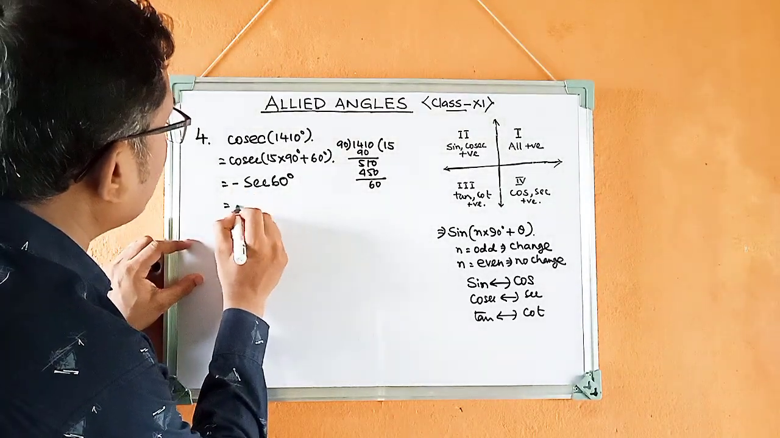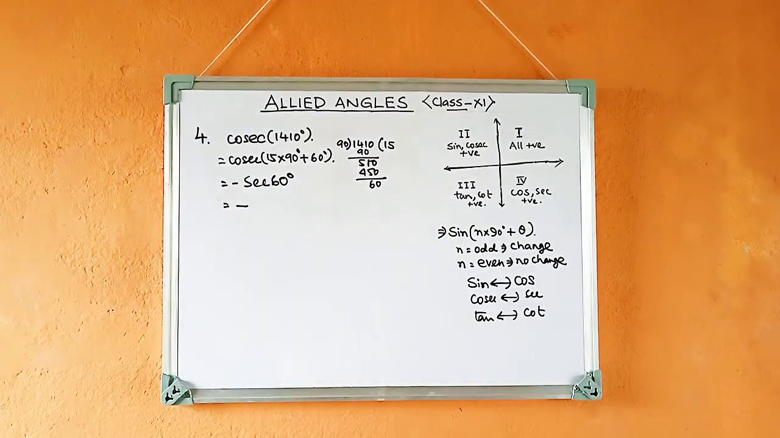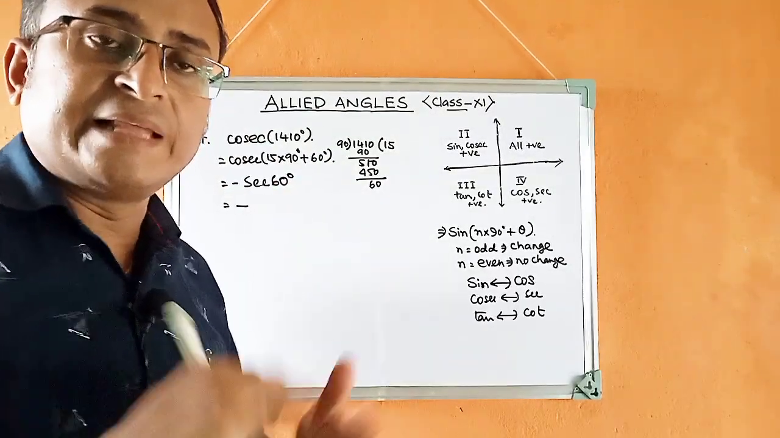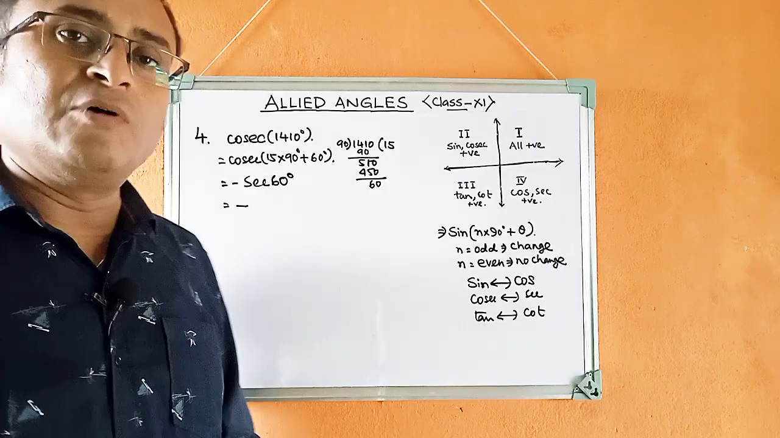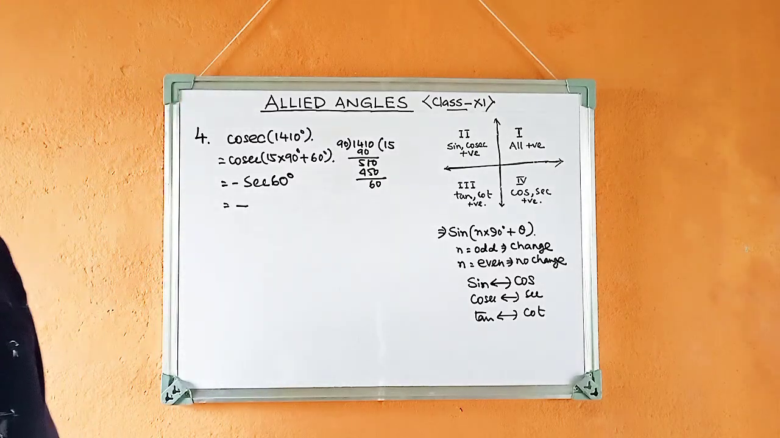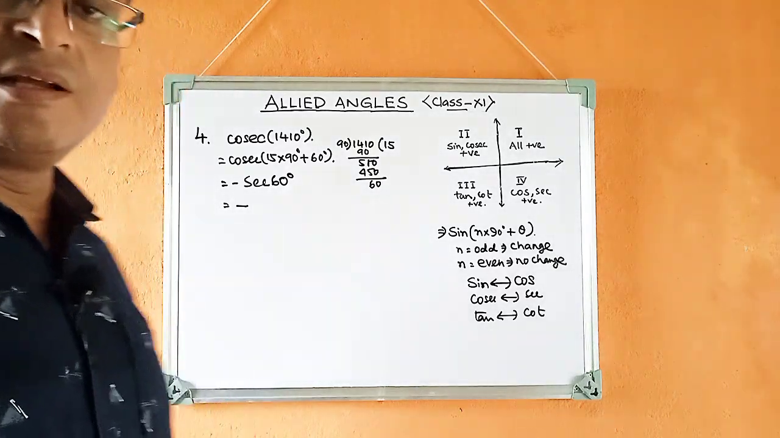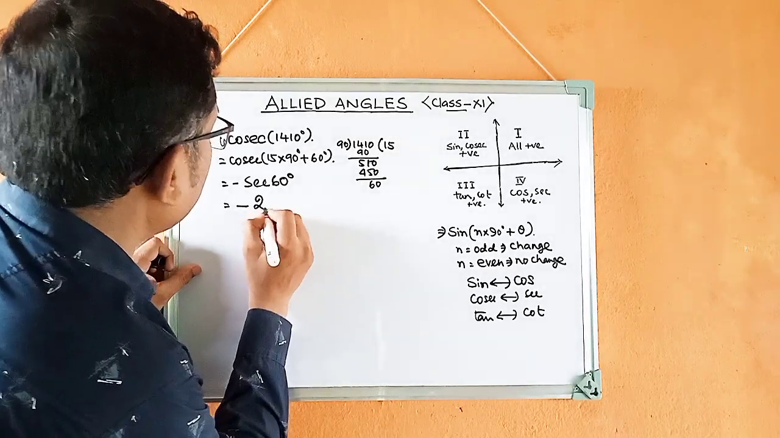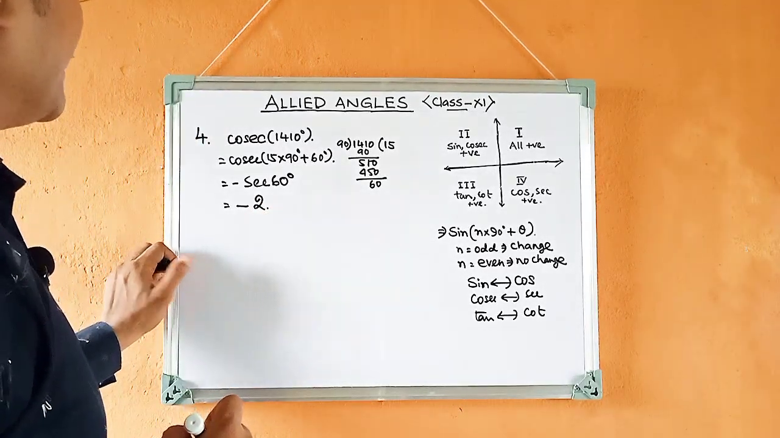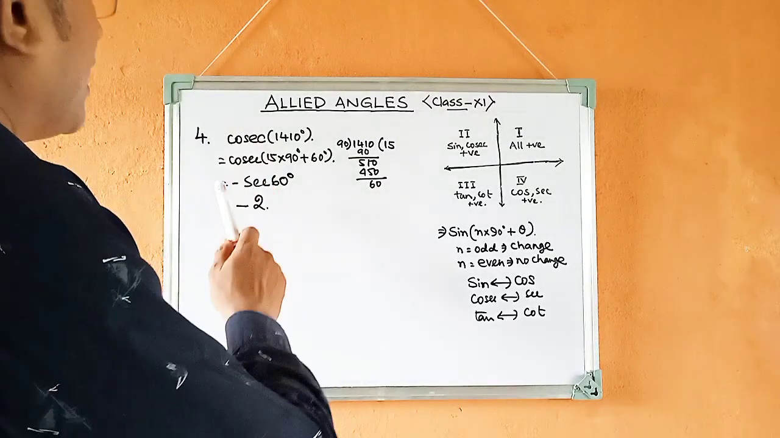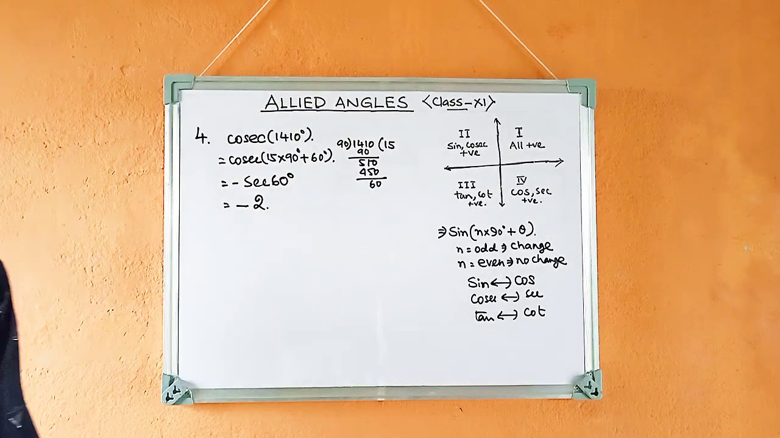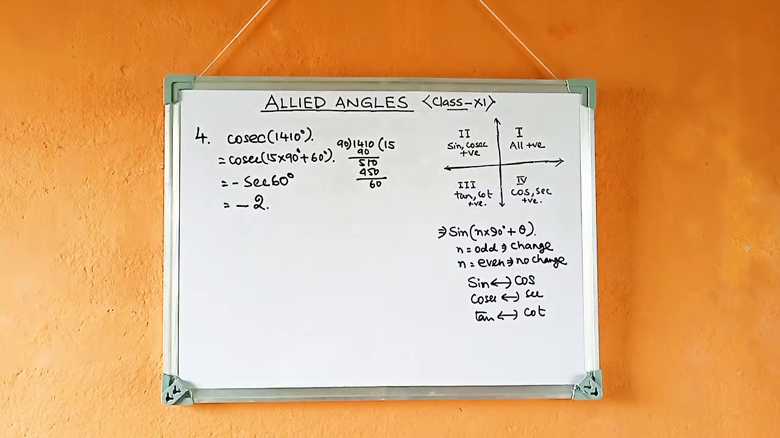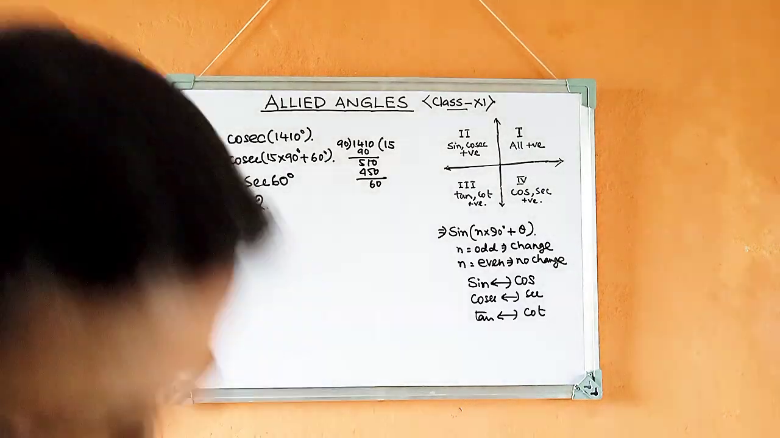Now what is the value of sec 60 degree? Remember the value of cos 60 degree, then reciprocally we get the value of sec 60 degree. Cos 60 degree is equal to 1 by 2, so sec 60 degree is equal to 2. So we put the value 2, and we get the result: cosec 1410 degree is equal to minus 2. See carefully. Next, question number 5.